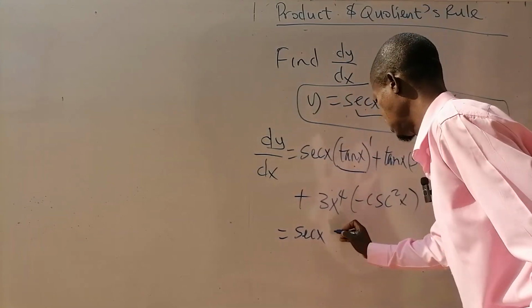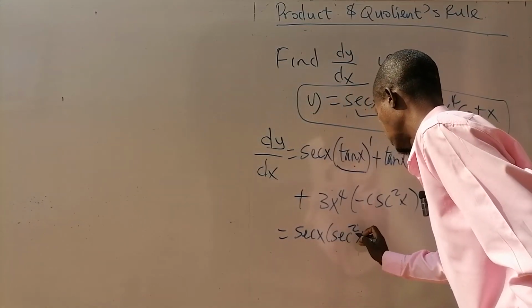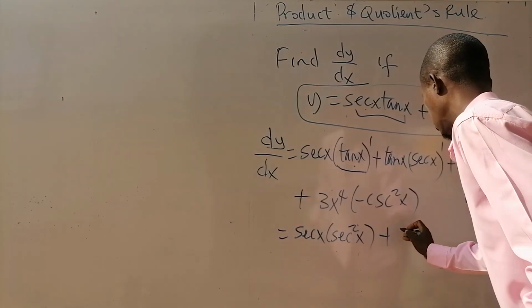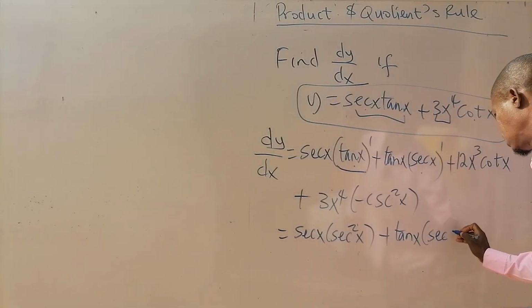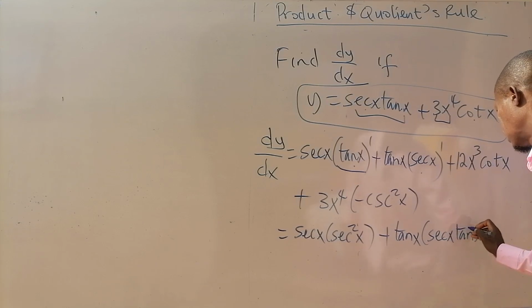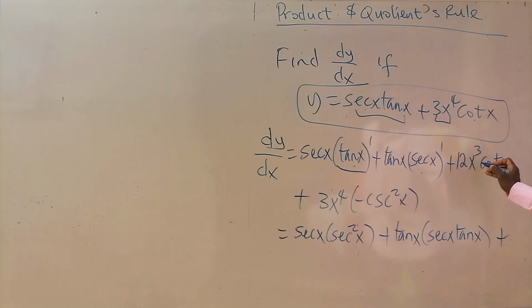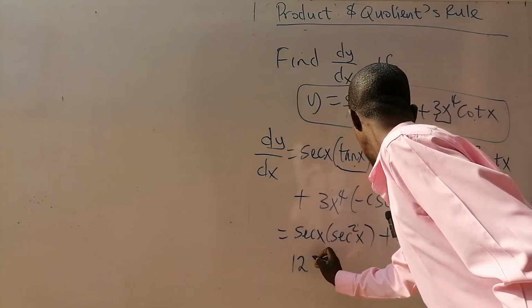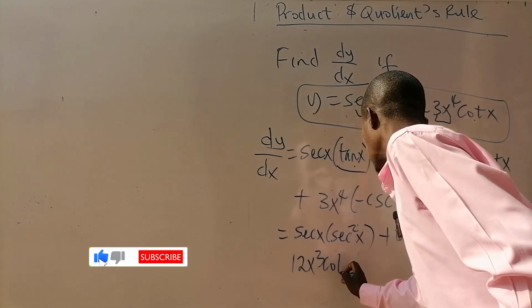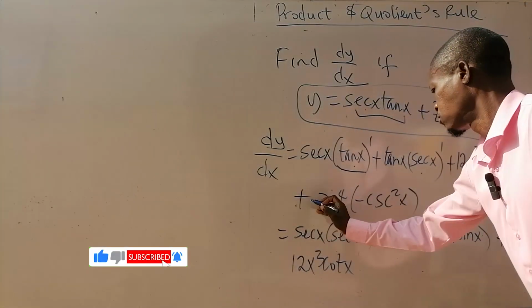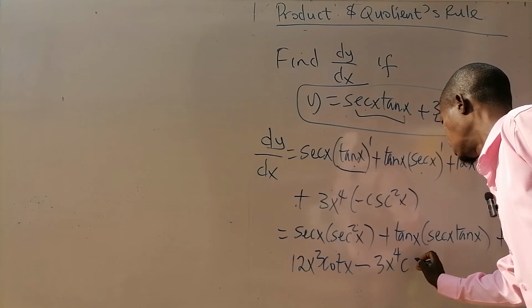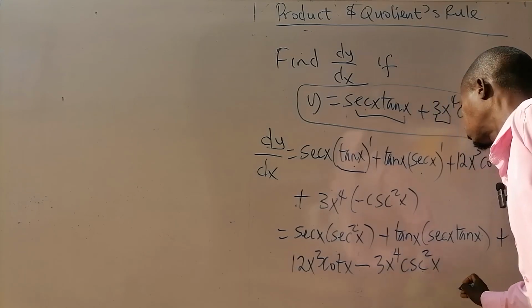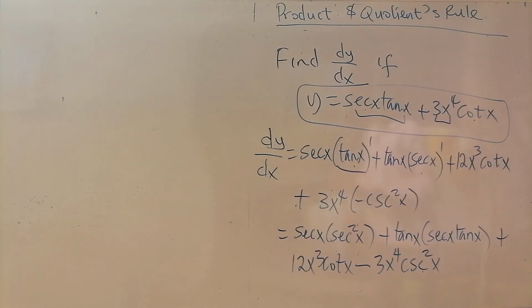The derivative of tan is what? It's sec squared x. Then plus tan x. The derivative of sec is sec x tan x. Then plus 12x cubed cot x. Then plus minus, that's minus 3x to the power 4 csc squared x. So that's that on this question.